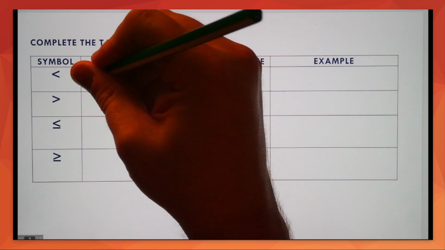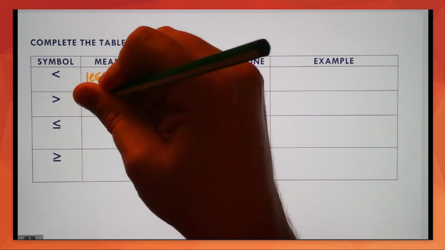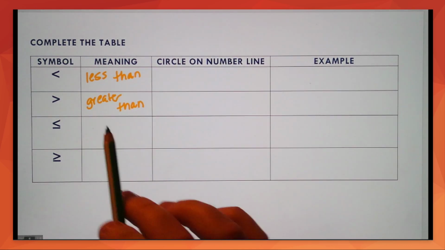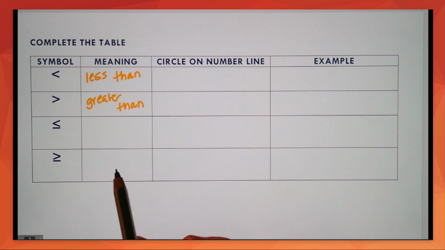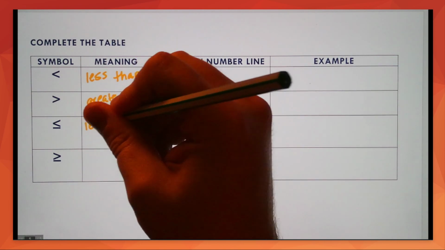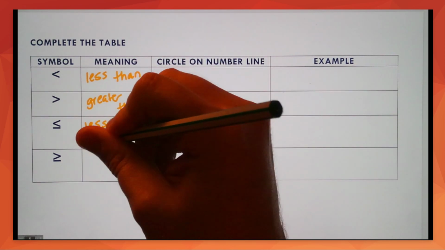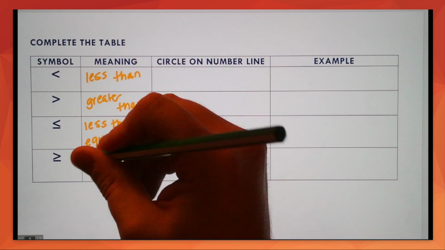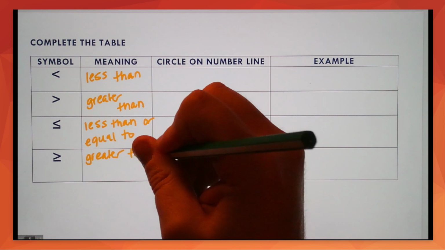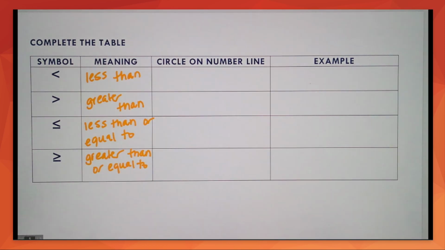Okay, so let's write that in. And this is greater than. And what was the difference when it has the line underneath? That's right, it means that it is less than or equal to. And this one is greater than or equal to.